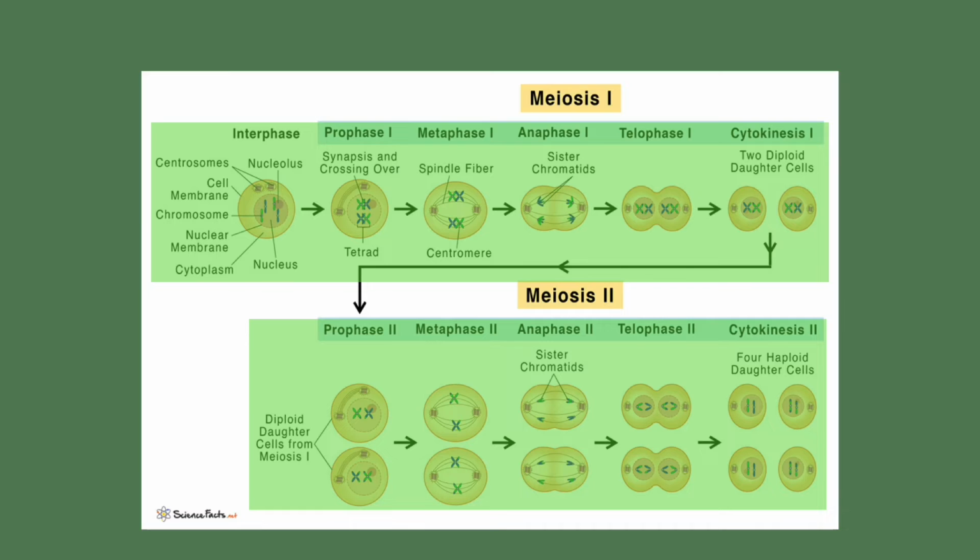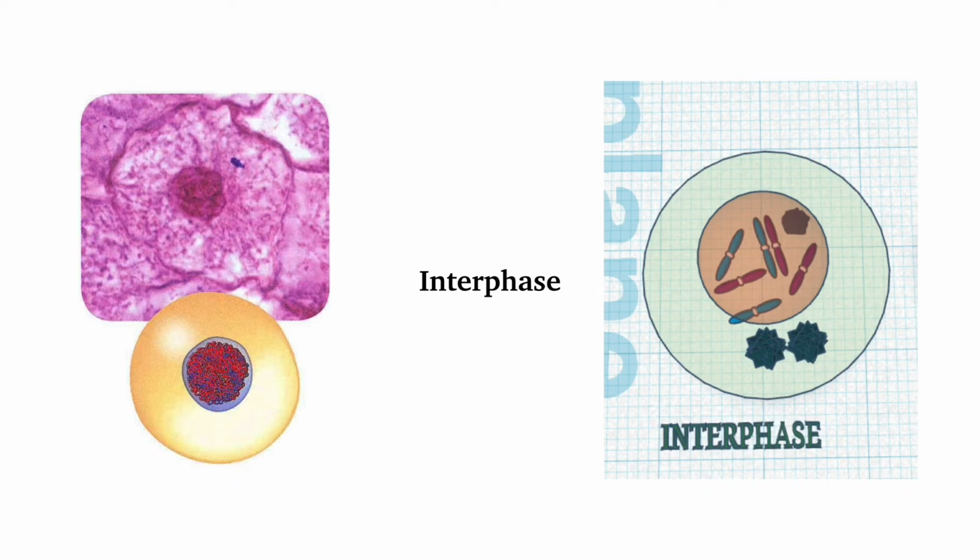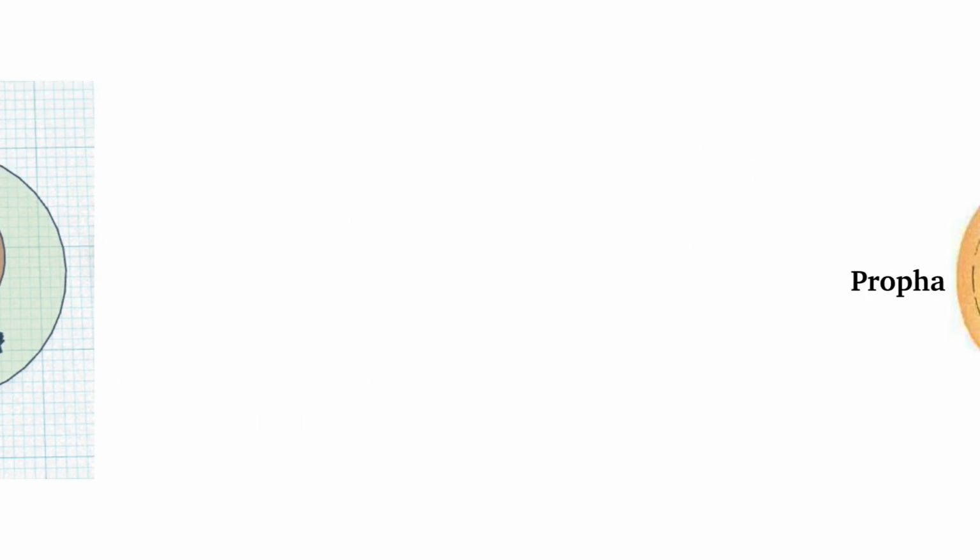Meiosis has a 2-step division process. Homologous pairs separate during the first round of cell division, called meiosis I. Sister chromatids separate during the second round, called meiosis II. Starting with interphase again, it's the exact same as mitosis. The cell prepares for cellular division.